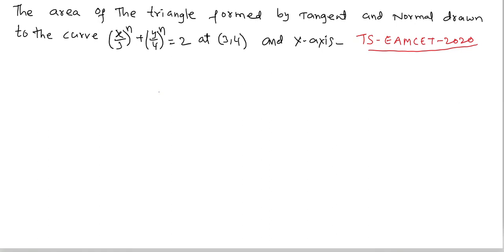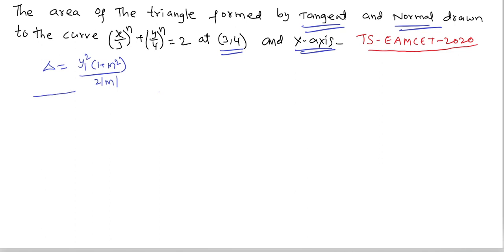The area of the triangle formed by the tangent and normal drawn to the curve (x by 3) whole power n plus (y by 4) whole power n is equal to 2, at 3, 4 and the x-axis. So I solve this problem by a shortcut, that is, the area of the triangle formed by the tangent and the normal and the x-axis is delta area equal to y1 square into 1 plus m square by 2 mod m. This is the direct shortcut formula for the area of the triangle formed by the tangent and normal and the x-axis to the curve.